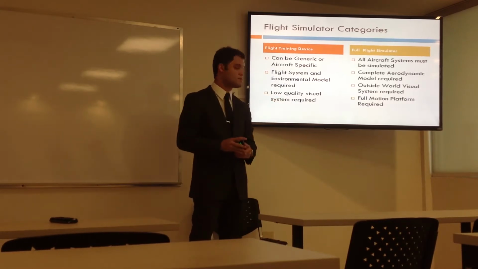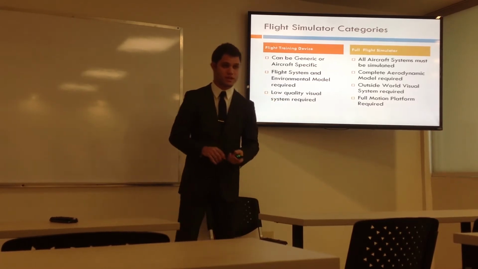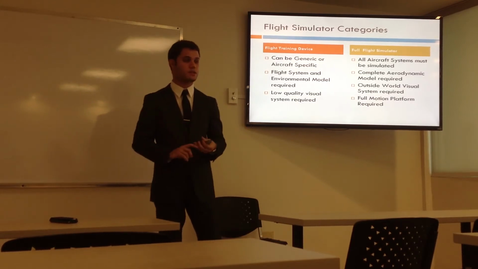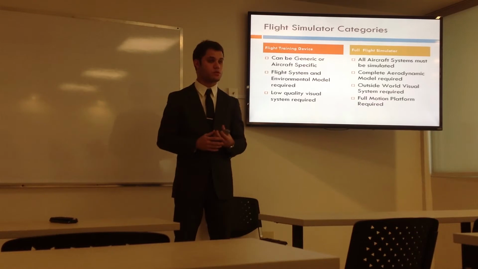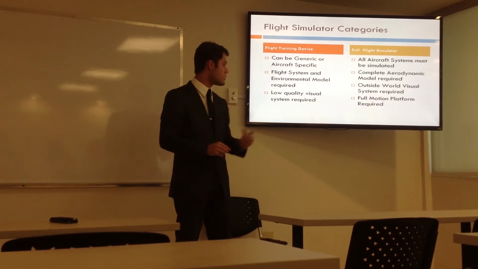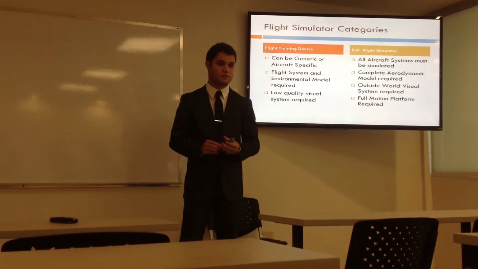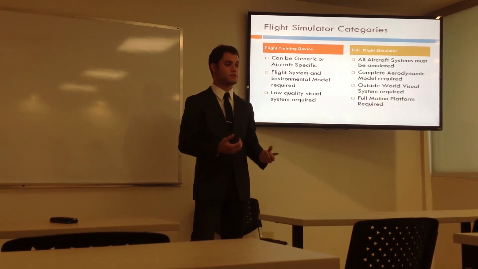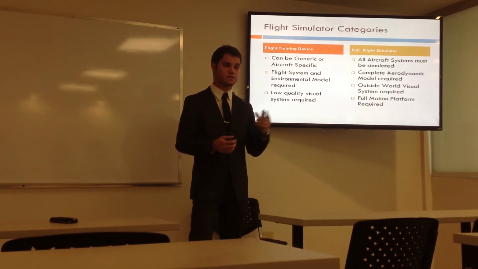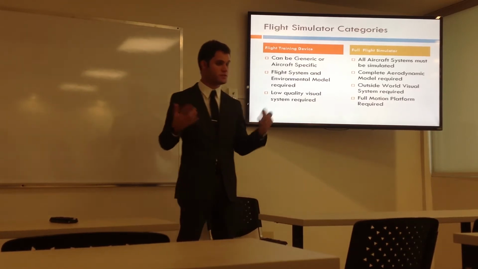And outside world visual systems are required. That means we recreate topography, mountains, valleys, everything, so you can practice landing in any airport in the world or taking off. And a full motion platform is required. So you know that an airplane has 6 degrees of freedom. You can translate yourself on all 3 axes, and you can also rotate on all 3 axes. So that would be 6.